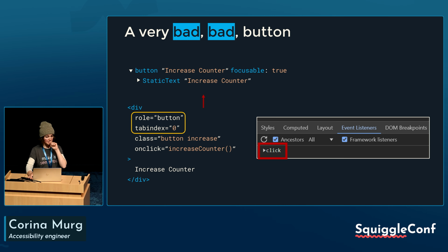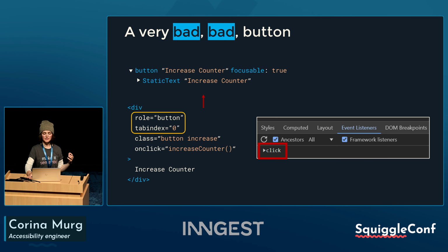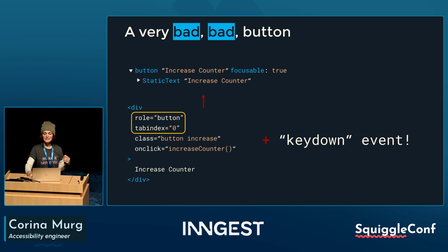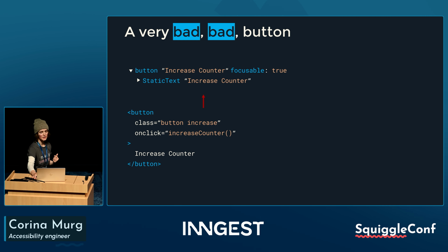Now, this is in DevTools, but not in the accessibility tree. If you're looking at event listeners, you only see a click event. If it's a button, you should see a keydown event. That's built into a button if you use an HTML semantic tag. It's not there with the div, even if you added the role button. So you need a keydown event. But why do all this if you can just do this? Build with the button instead of a div.